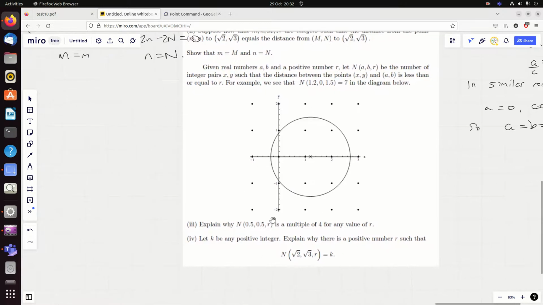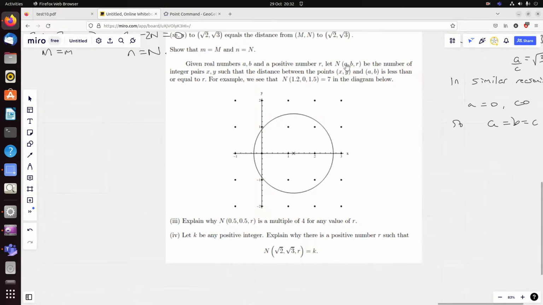Okay, part 3. They give you this function, which basically gives you a point and the distance from that point, and you've got to count how many integer points are within that given distance. In other words, you've got a growing circle here where, as you increase r, the circle grows. (a, b) is the center of the circle, like it is in their example, and the function counts how many points are in the circle. So it's quite an interesting little question.